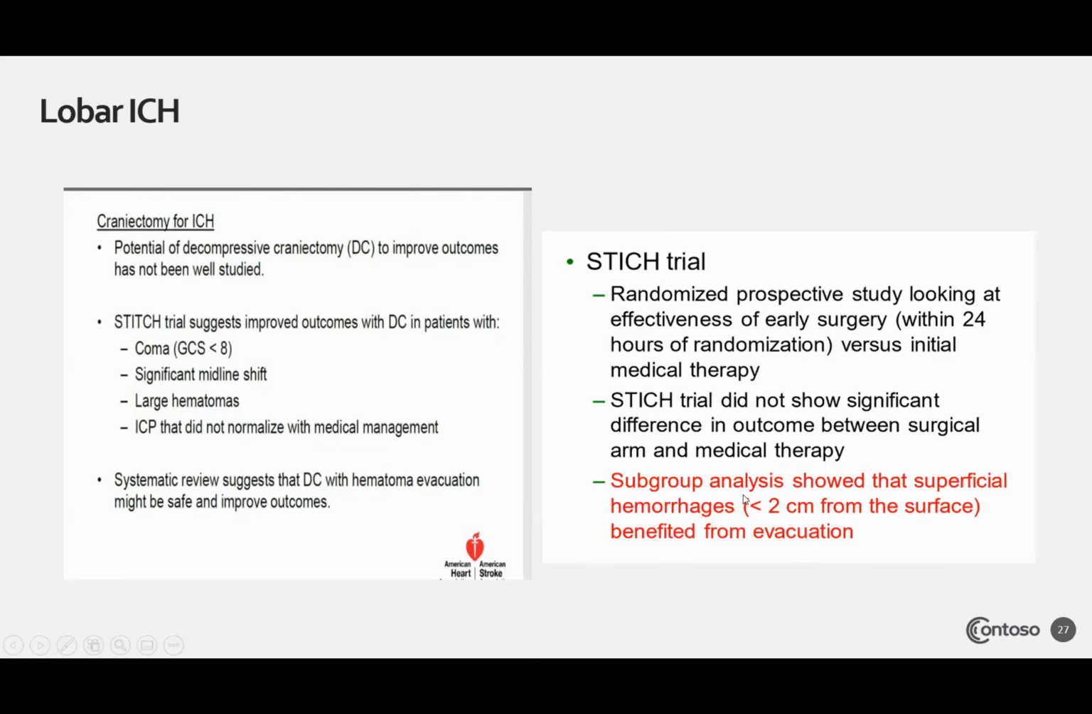The subgroup analysis shows that superficial hemorrhage less than 2 centimeters from the surface benefits from the evacuation. They followed them after evacuation of the hematoma to 6 months. The patients who went to the surgical arm have a better functional outcome after 6 months. Not immediately, not 30, not 90, but 6 months. And this is why ICH needs more extensive rehab than stroke.